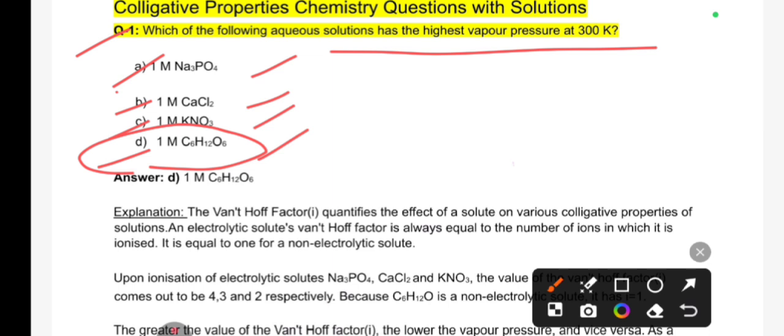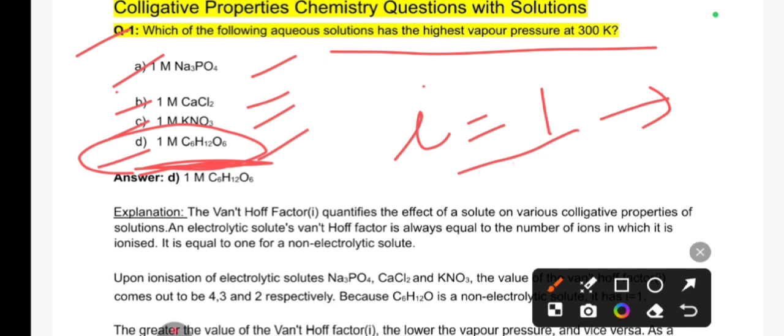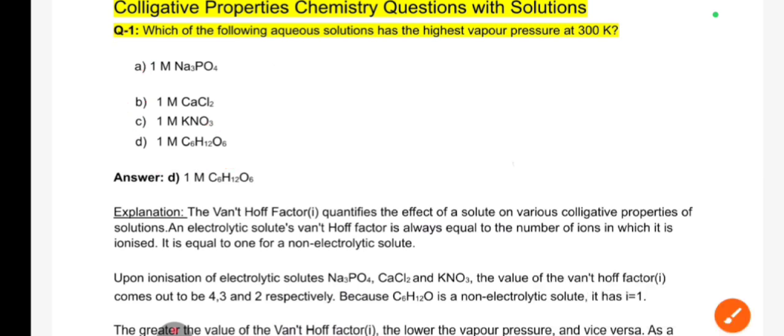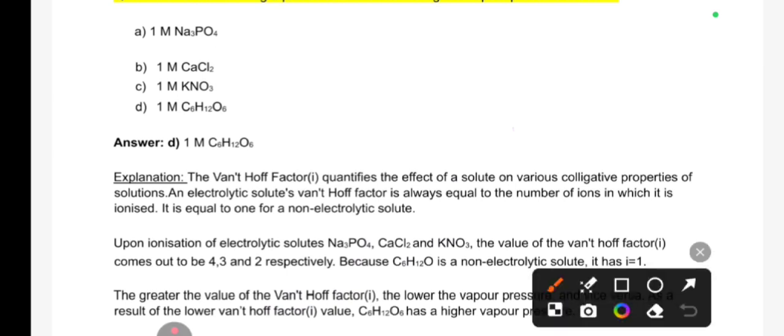So for that we have to use the value of i. Okay. i is equal to 1 for a non-electrolyte, and here glucose is the only compound that is a non-electrolyte. So i becomes equal to 1 only for a non-electrolyte, and it is not equal to 1 if you are taking an electrolyte. Okay. So you can see here, the electrolytes sodium phosphate, calcium chloride and potassium nitrate all have some value of Van't Hoff factor, that is 4 for sodium phosphate. Why is it 4?